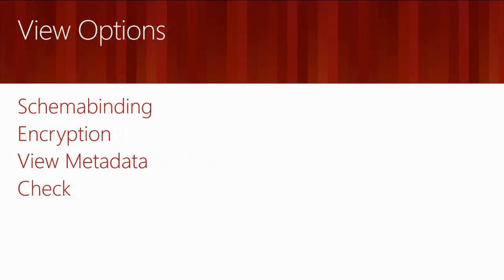All right. As far as your different view options go, you do have schema binding, which means that the underlying structure is not allowed to change. So if I go in and I select 2 columns from a table, those 2 columns cannot change on that table without me either dropping or turning off the schema binding on that view.